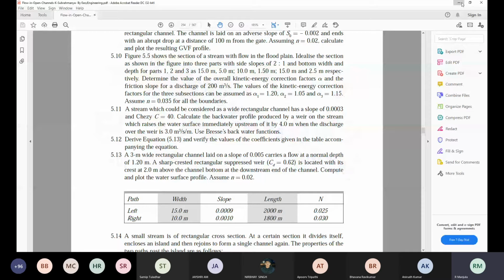5.6, 5.8, 5.9, 5.13 and 5.15. Are you able to see the chat? You can see that I have given the problem numbers, the assignment problems.